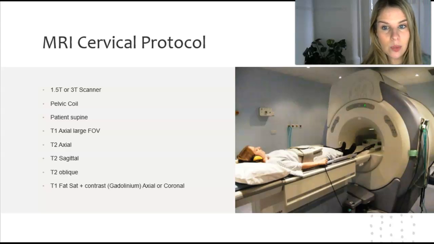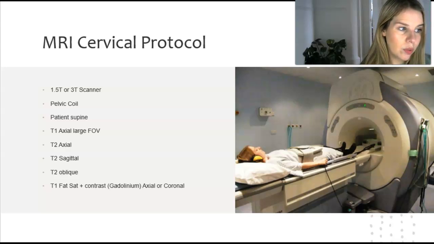And then the sequences that we carry out are a T1 axial with a large field of view. So we just want an overview essentially of the pelvis area. We'll look at any nodal involvement. And then we'll have a T2 axial, and it's still got the whole pelvis on it as well, to again get that sort of anatomical overview. And then we'll have T2 sagittals and T2 obliques.